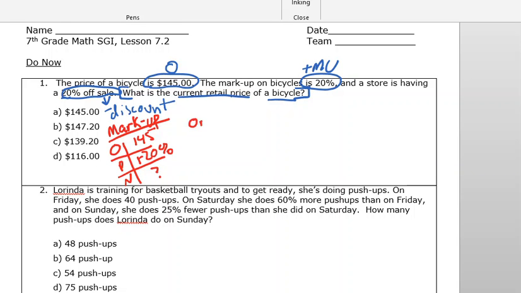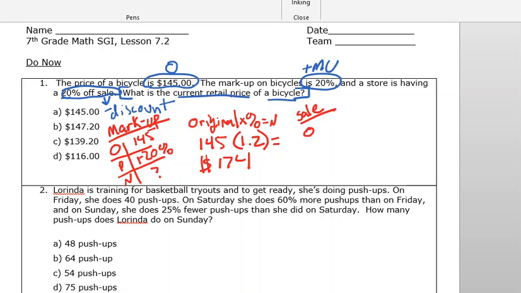And I'm going to go original times percent is equal to new. My original here is 145. I'm going to multiply that by 1.2. Okay, that's the 100% plus the 20%. And that's going to give me $174. Okay, so the shop sells this for $174, but oh, we have a 20% off sale.